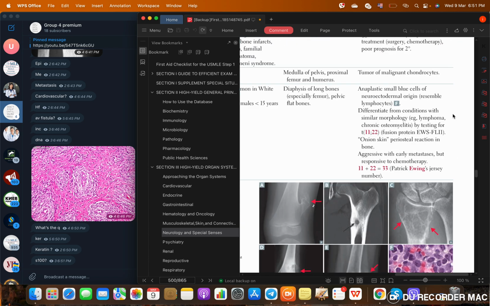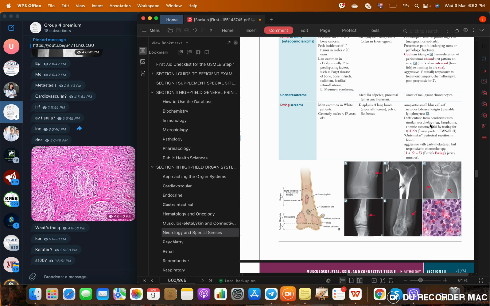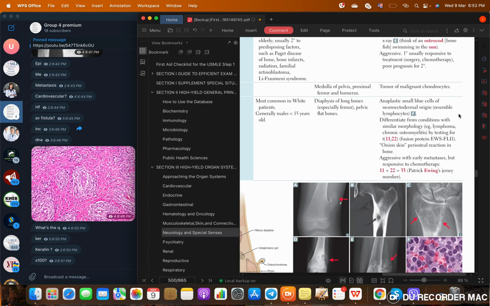So they say here, differentiated from conditions with similar morphology like lymphoma and chronic osteomyelitis. Osteomyelitis will have fever. Lymphoma will have massive weight loss. This one can also have weight loss, but basically the X-ray will show something different. Let me write X-ray here, because if they don't mention it, we have to mention it.